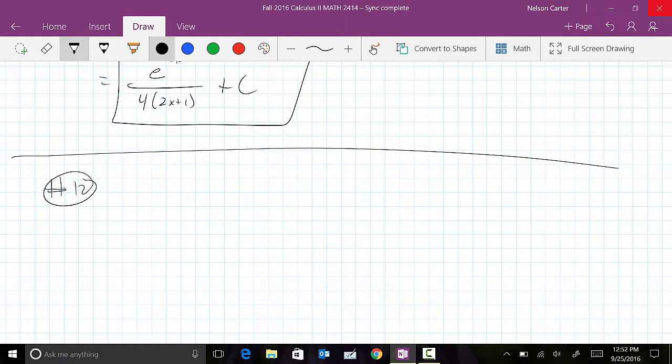All right, number 12. Okay, number 12. Okay, how about this one? I wanted to work this one the other day, and then I didn't have time. So let's do this one. x cubed e to the power x squared, all divided by (x squared plus 1) all squared dx.